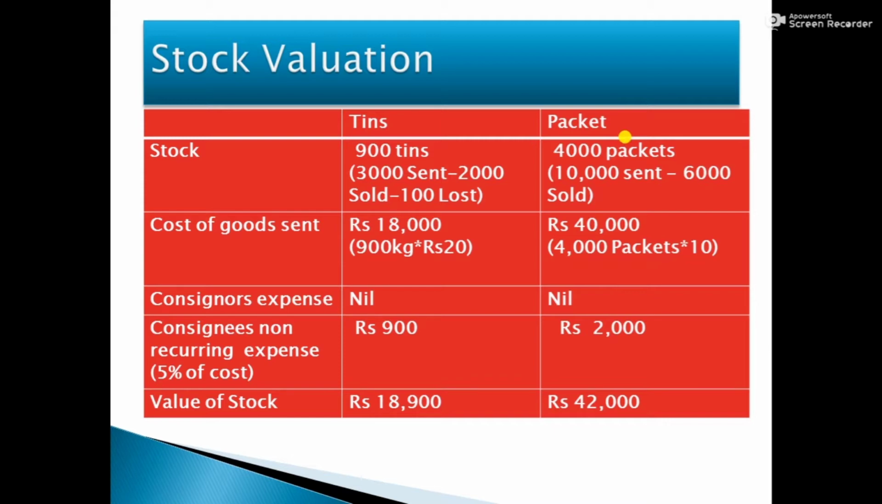Cost of goods sent, 900 tins into 20 rupees, 18,000. Packets, 4,000 packets into 10 rupees, 40,000. Consignor's expense nil. Consignee's non-recurring expense 5% of the cost. 18,000 into 5%, 900. 40,000 into 5%, 2,000.